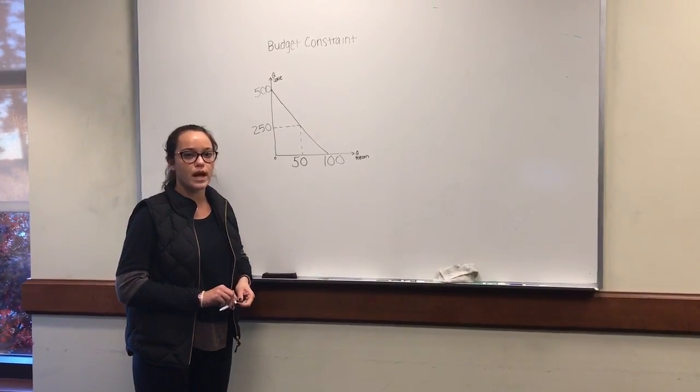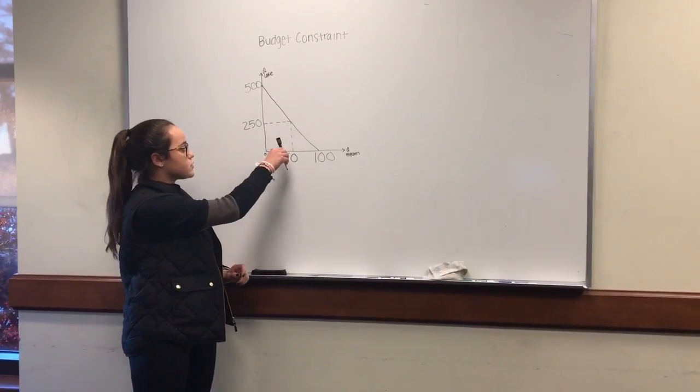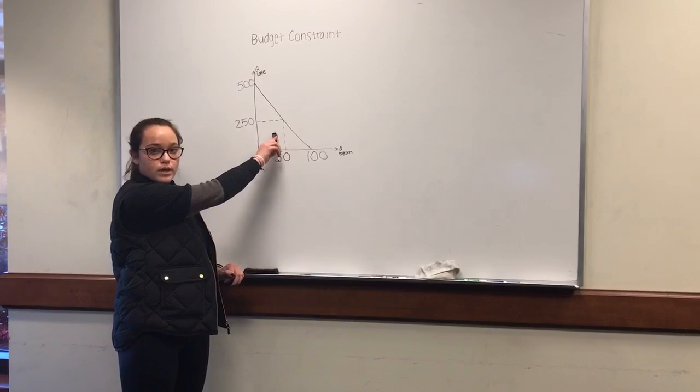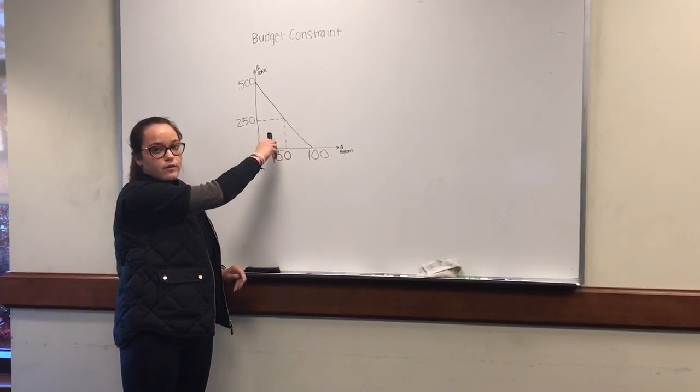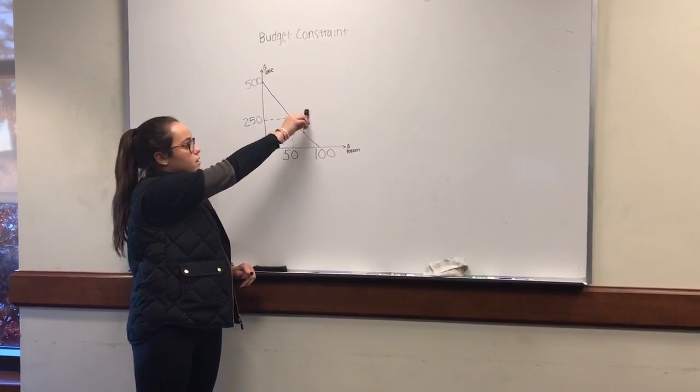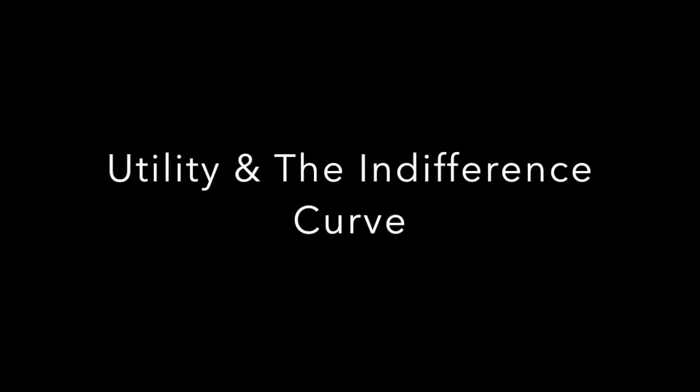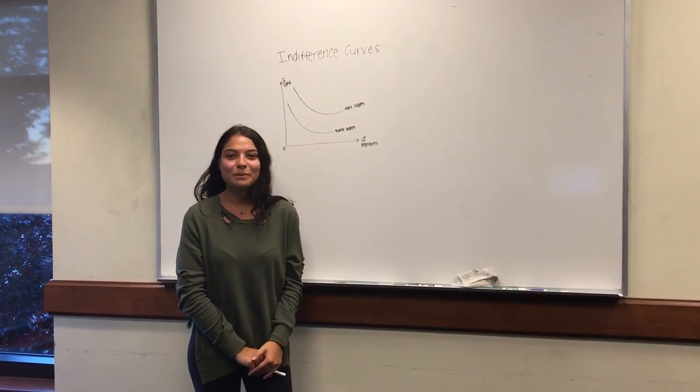The consumer can afford anything on or below the budget constraint, but below it, even though she can afford to buy these goods, she's not spending all of her income. And above the budget constraint, the consumer can't afford those. So now we're going to talk about what the consumer wants.